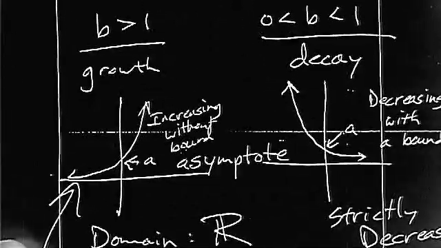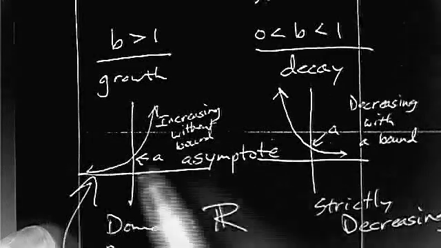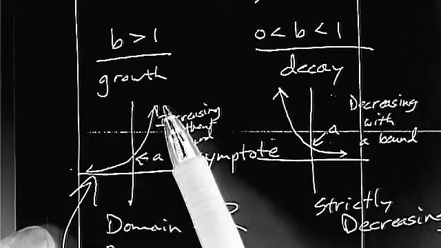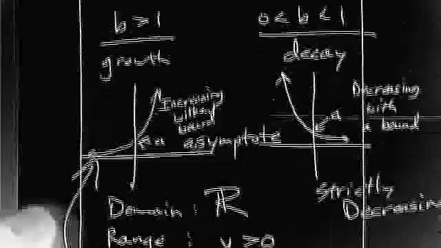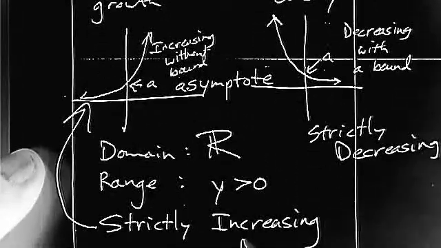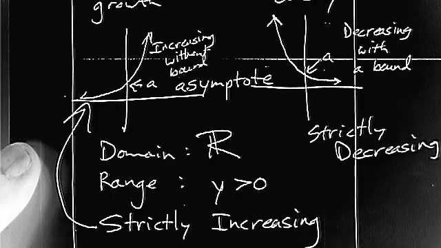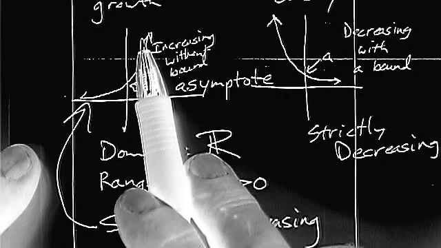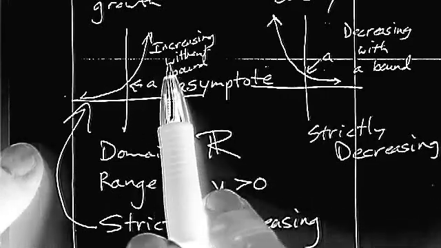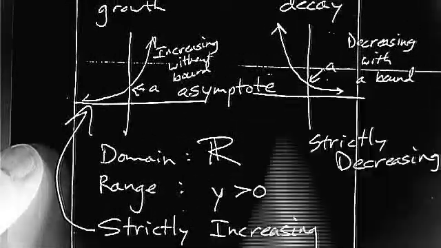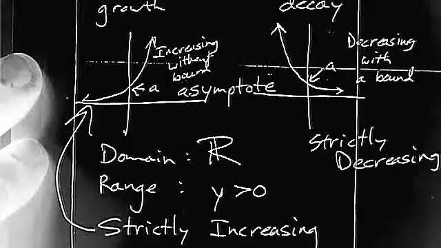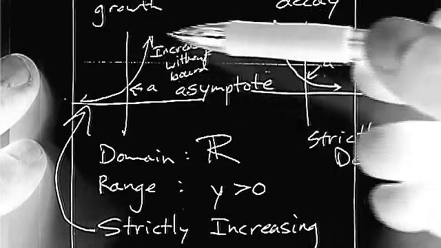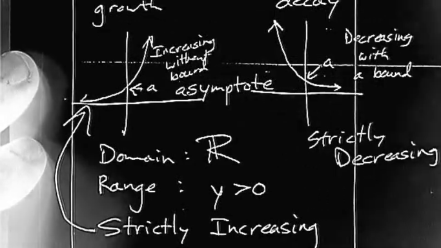The different types of graphs: exponential growth starts low on the left, and as we move from left to right, it gets bigger and bigger and bigger. We say that it is strictly increasing. In fact, we use that term because we're going from left to right, and the y values keep getting bigger. And not only is it strictly increasing, but it also is increasing without bound. It never stops. There's no horizontal asymptote on the high side which stops it from continuing.